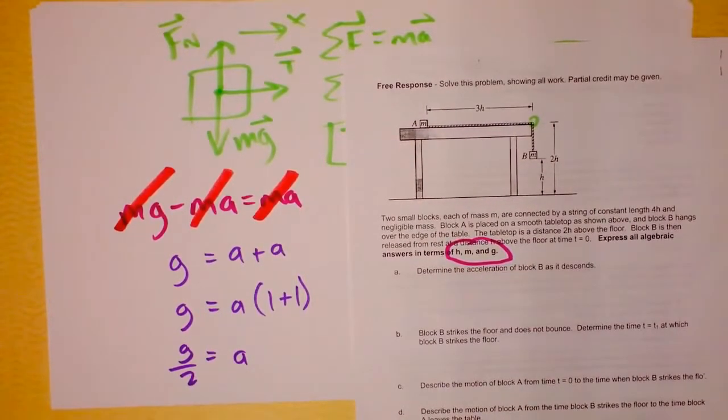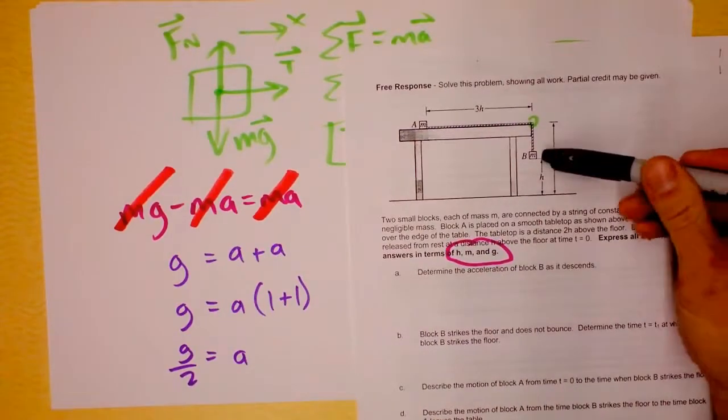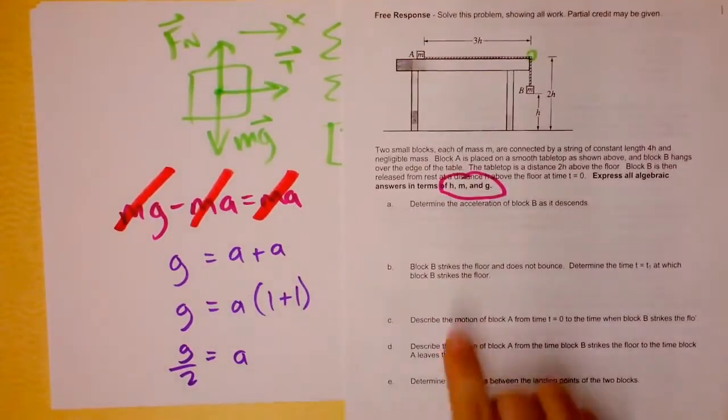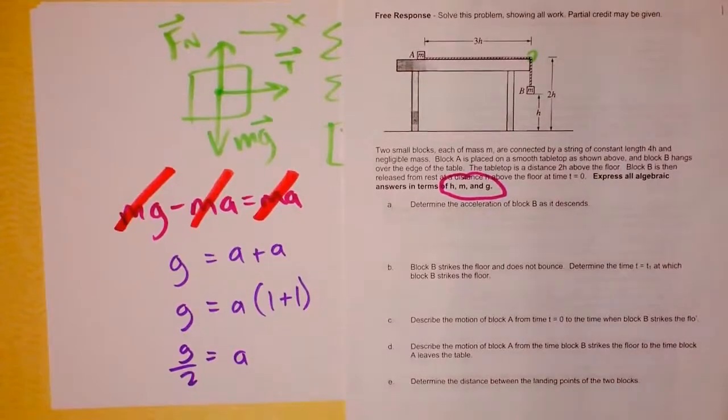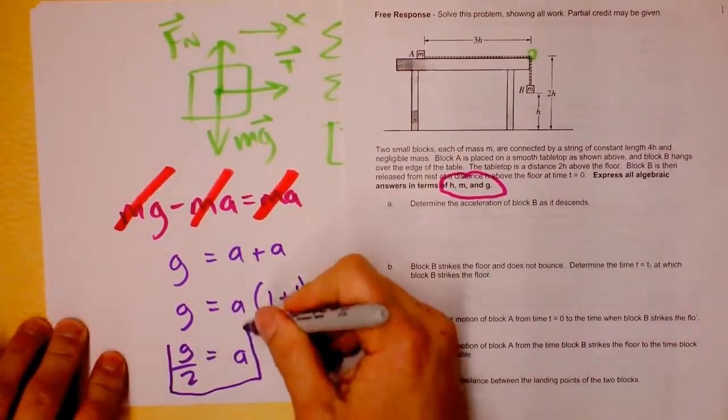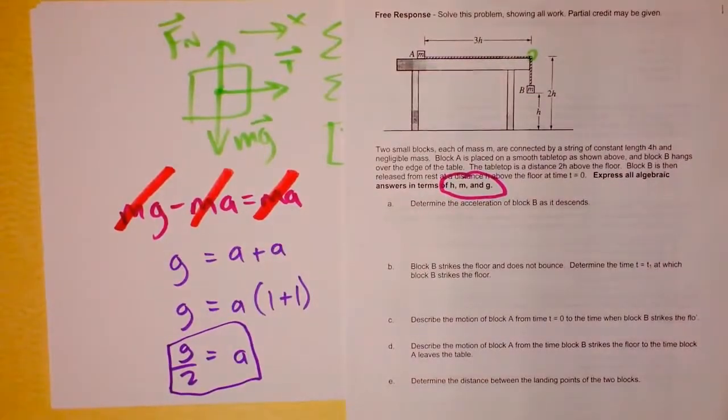Alright. It's only one force of mg, but twice the mass. So the acceleration is half baby g. That's quite interesting. Seems fair, doesn't it? Now they want to determine the time at which block B hits the floor. Obviously it's important to know the acceleration in order to do that, so we're going to keep that as we go on to the next page.